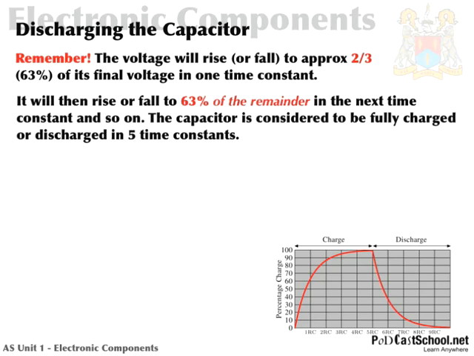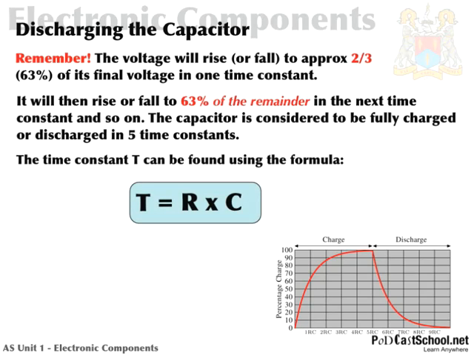Now, here's the important bit. It will then rise or fall to 63% of the remainder in the next time constant, and so on. So it charges to 63% after one time constant, and then 63% of what is left to charge in the next time constant. The capacitor is considered to be fully charged or discharged in 5 time constants, and we've already seen that.